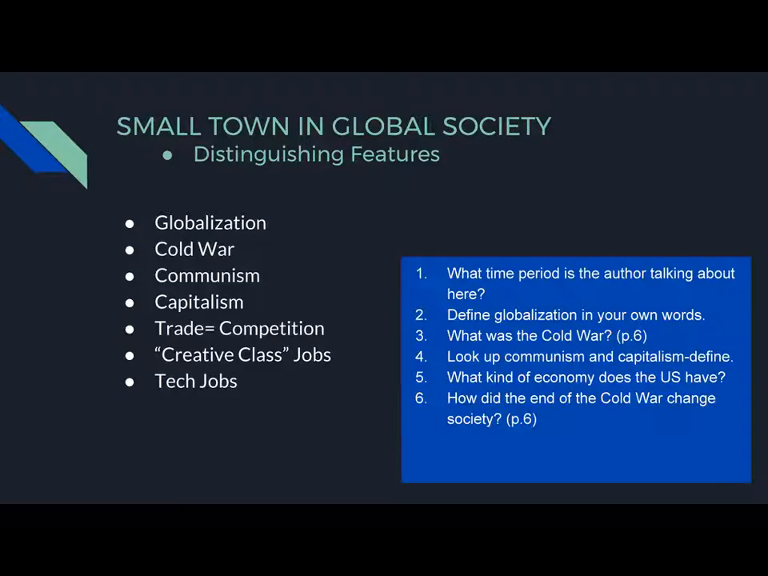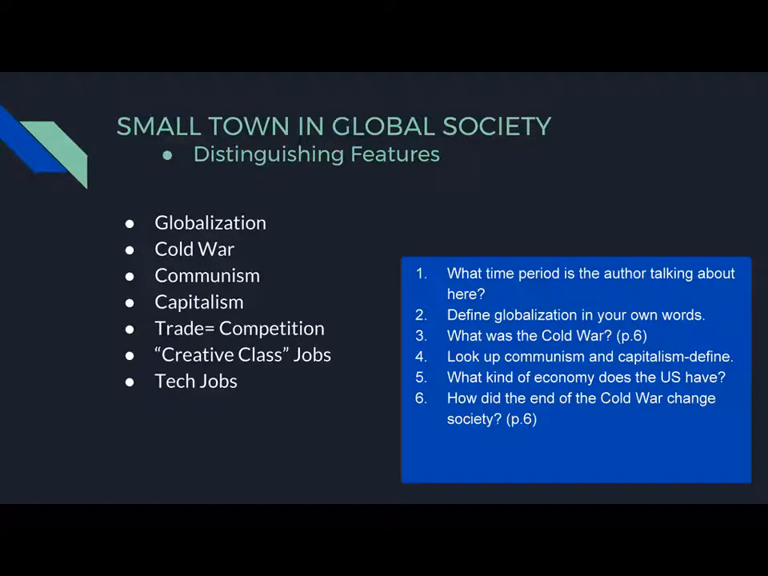So the economy really becomes global and jobs become global, where you might do work for a company that's in New York City but live in Taos. And so he looks at all these different shifts there. The questions for this section are, again, what time period are we talking about? And then to really take some time to define globalization in your own words.